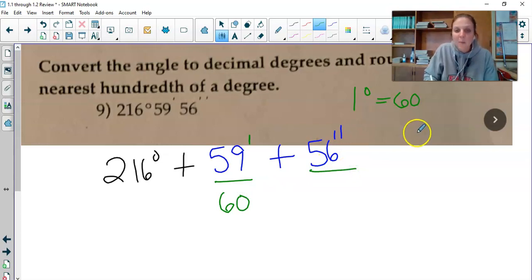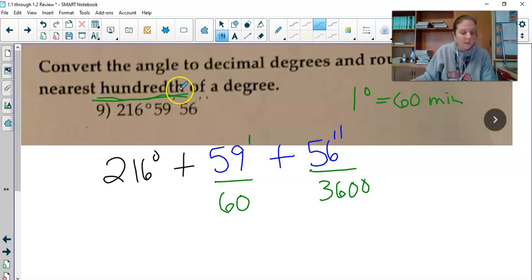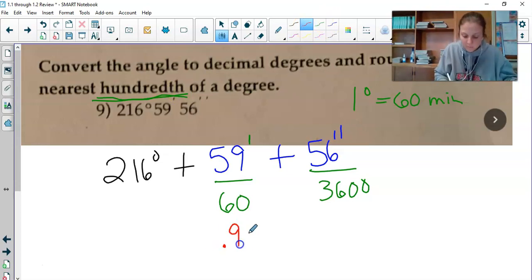The seconds, remember, was a little bit different because every degree has 60 minutes and every minute has 60 seconds. So to figure out how many seconds, we had to divide by 3,600. Now this question says to round to the hundredths. So when I did the calculation for this question, I went ahead and rounded in my calculator to 2 decimal places.